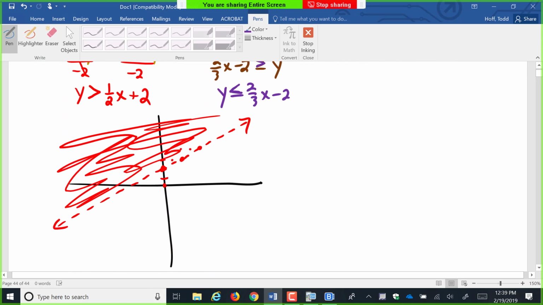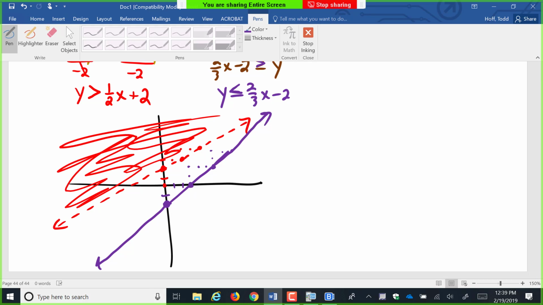So where do we start when we go to graph that boundary line? 0, -2, perfect. And from there, where do we go? Up 2 over 3. And it is a solid line because it's or equal to. Those lines would eventually cross out there at some point. Are we going to shade above the line or below the line?